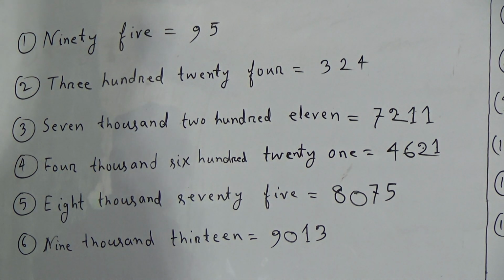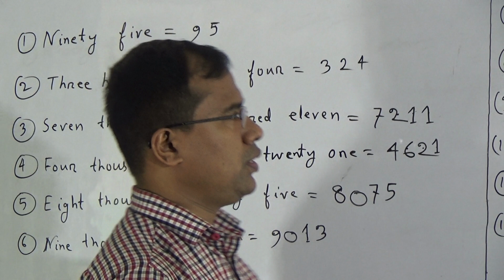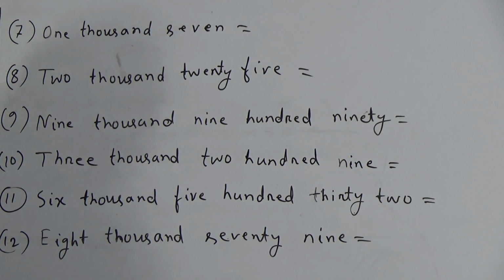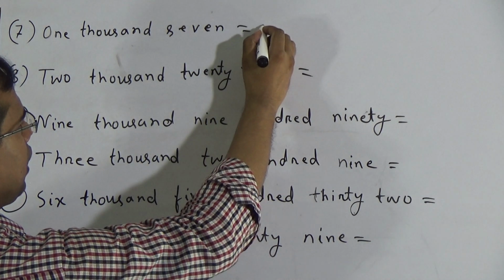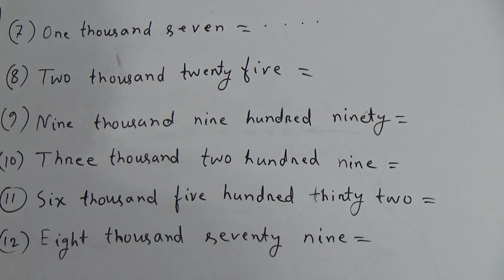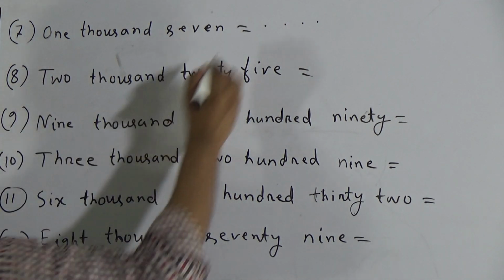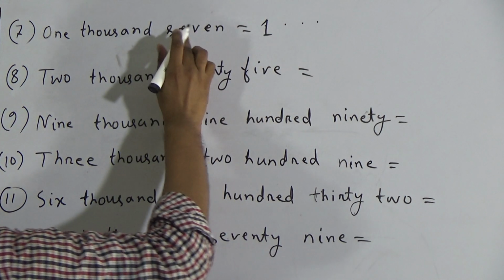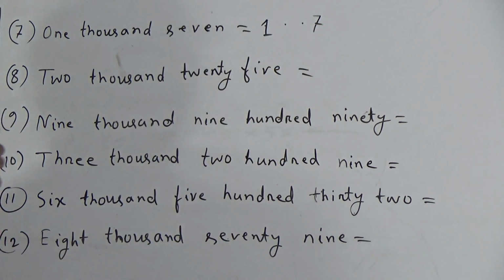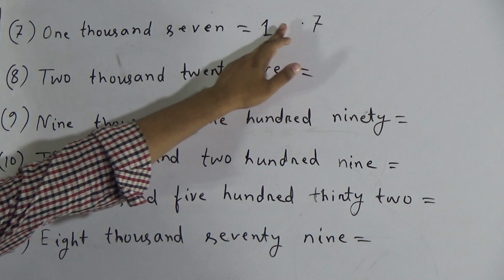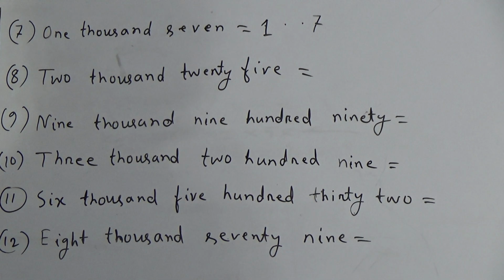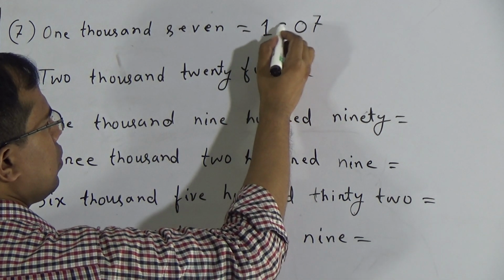This is 9,013. Okay, dear students, now we will write number 7. Here number 7 is 1,007. The highest place is the thousands place, so we will take a total of 4 places, 1, 2, 3, 4. In the highest place, that means in the thousands place, we have to write 1. Then 7, that means in the ones place we will write 7. Dear students, here the tens place and hundreds place, these two places are blank, so in these two places we will put 0 and 0.